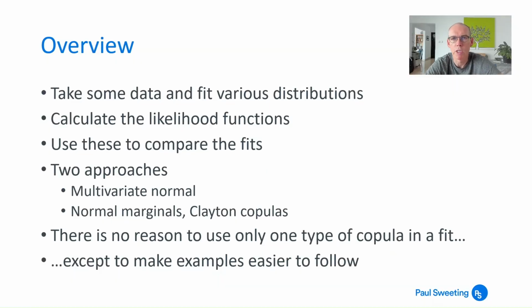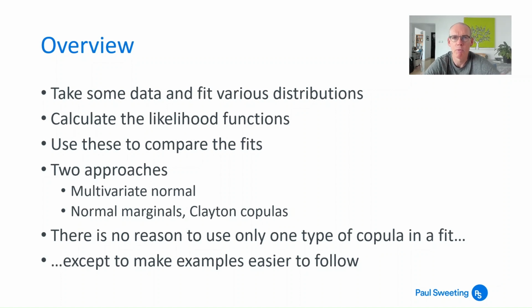So what we're going to do is take some data and fit various distributions to that data. We're going to calculate the likelihood functions, and use these to compare the fits of the distributions we're looking at, so we can see which is better, which is worse. The two approaches we're going to use are a multivariate normal approach, and then one where we've just got normal marginal distributions, and Clayton copulas for both of the pair copulas that I'm going to be using in my vine copula structure.